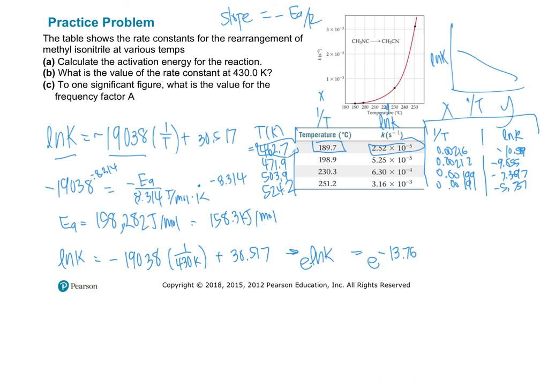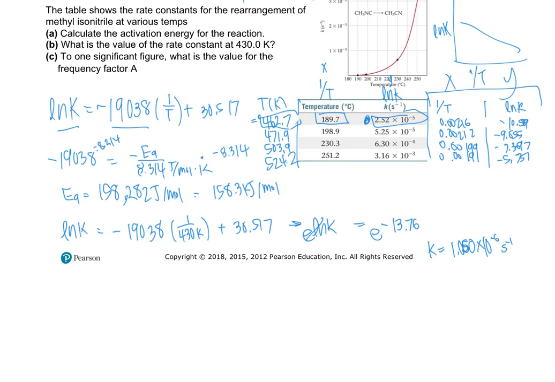And what I get is that my value for k, so that'll cancel out, equals 1.0560 basically times 10 to the negative 6. And the units are inverse seconds. Now if we look at this, 430 Kelvin is less than the temperature we had to start out with, and so it makes sense that my value is lower than this. So that's good.